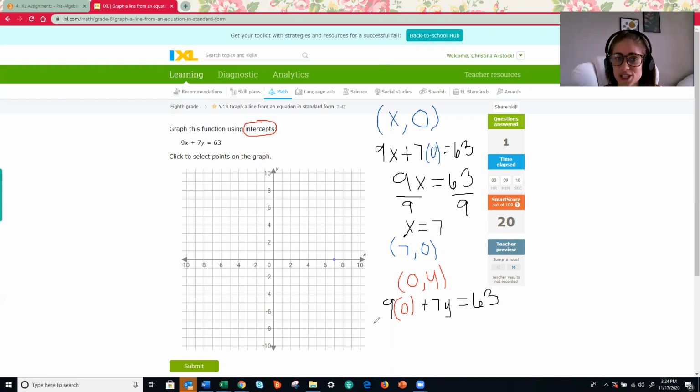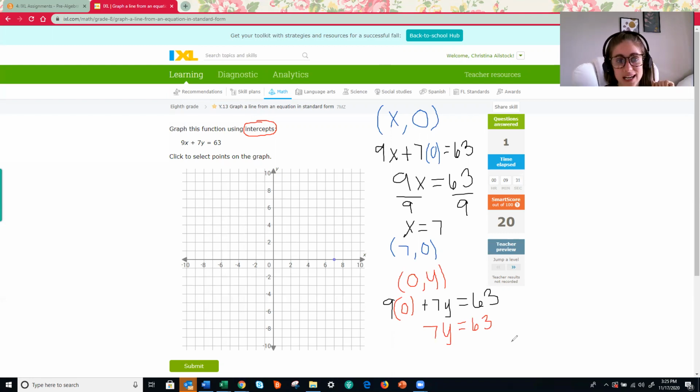All right, let's solve this equation. What comes first? Simplify. 9 times 0 is 0, which goes away. Love it when that happens. And we're left with 7y equals 63. What's the next step?